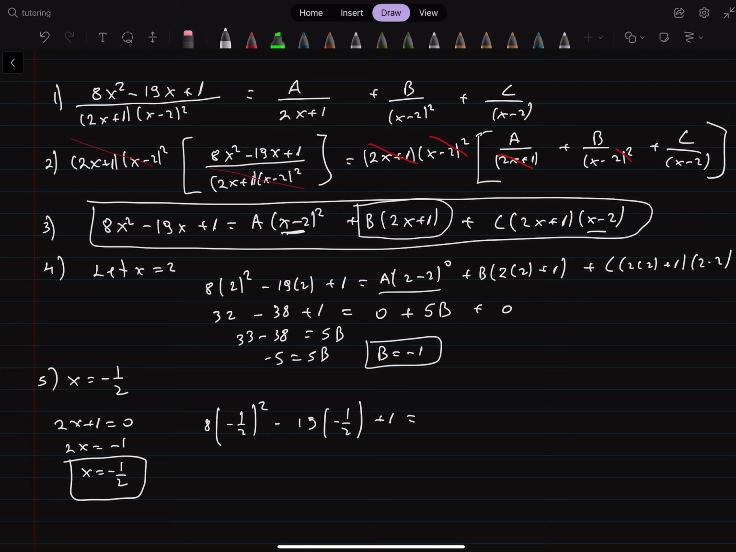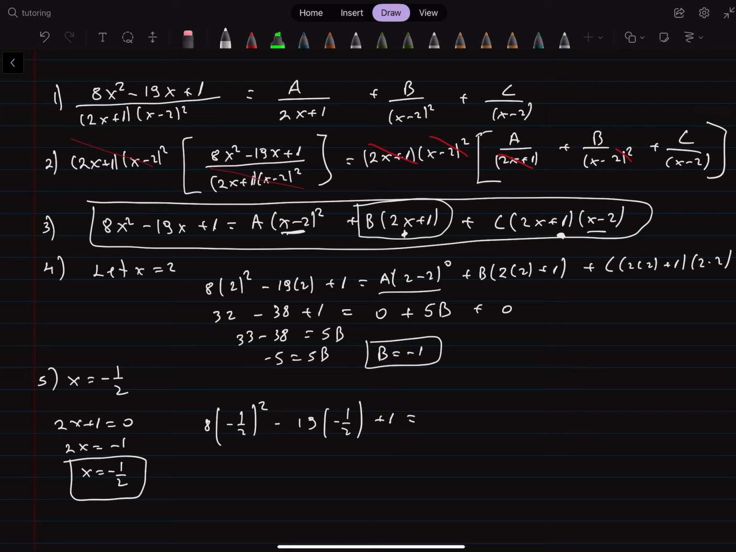However, to make it shorter, we can see that if we substitute in B, it will become 0, because we would have 2 times minus a half, that's going to become minus 1, plus 1 becomes 0. And the same step for C as well, because we would have 2 times minus a half plus 1, that becomes 0, and it doesn't matter what the other factor is, because if you have 0 times something, it will become 0. So we are only left with A in this case.